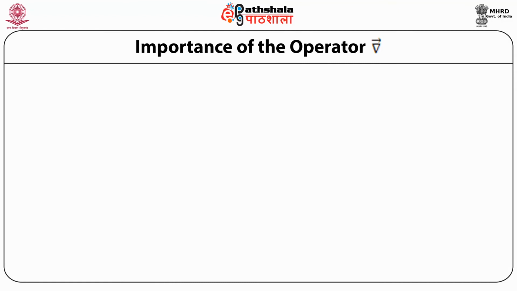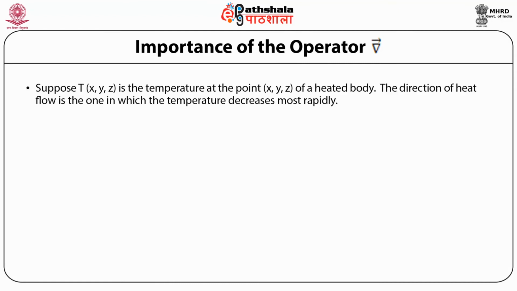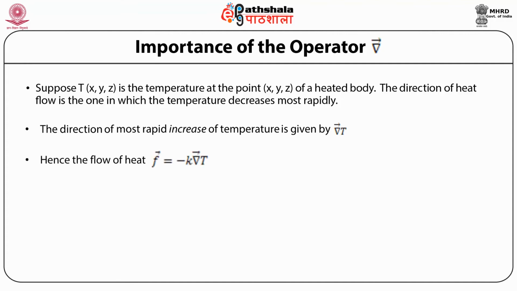Students, now let us study the importance of operator del. Suppose T of x, y, z is the temperature at the point x, y, z of a heated body. The direction of heat flow is the one in which the temperature decreases most rapidly. The direction of most rapid increase of temperature is given by del T. Hence, the flow of heat F is equal to minus K del T.